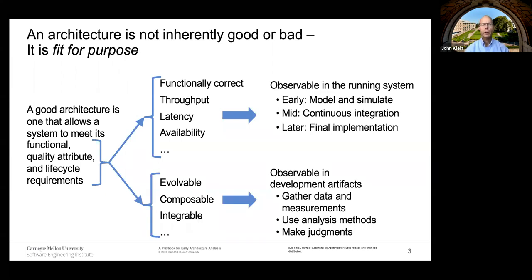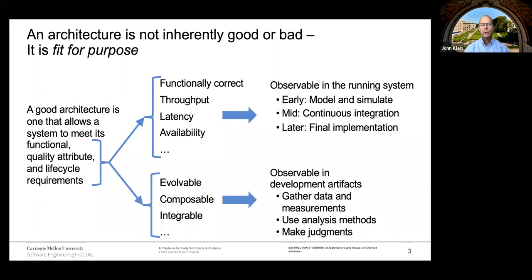The second category is qualities like observability, evolvability, composability, and integrability. These are important for systems that use MOSA, the Modular Open Systems Approach. These are qualities that can't be directly observed in the running system, but we can see them in the development artifacts, for example, in the architecture views. And we can make measurements, we can apply analysis methods, and we can make judgments about whether these requirements are satisfied. Now, two comments about these categories.